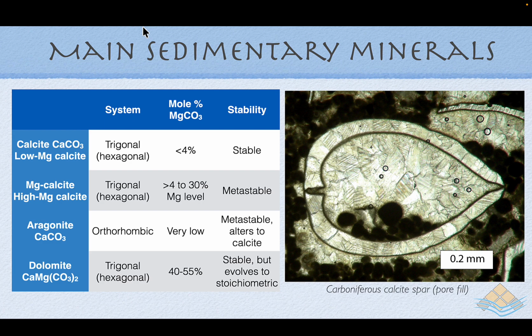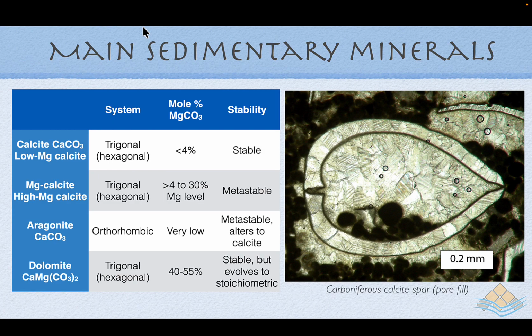In terms of their stability, calcite is by far the most stable of the calcium carbonate forms. Magnesium calcite and aragonite are metastable forms, and they will alter to calcite. Dolomite is a stable mineral in the sense that it maintains a mineralogy that is roughly 1:1 calcium to magnesium, but it evolves increasingly towards that stoichiometric 1:1 ratio with burial and fluid crossflows. We devote a whole course to dolomite and its mineralogy and its evolution in the subsurface. Let's have a look at some forms of calcite.